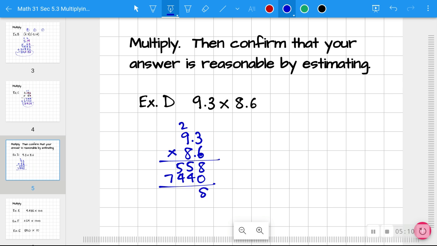Add these up, 8, 9, 9, 7. And there are 2 digits to the right of the decimal. So I put my decimal point right there.